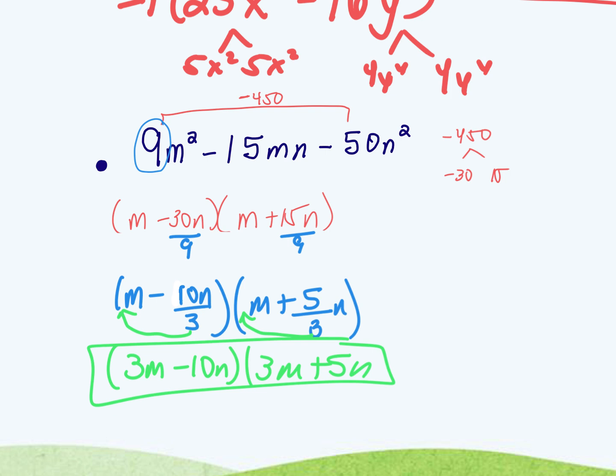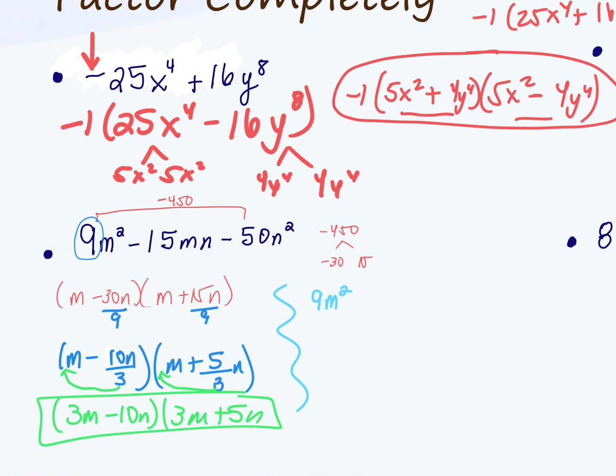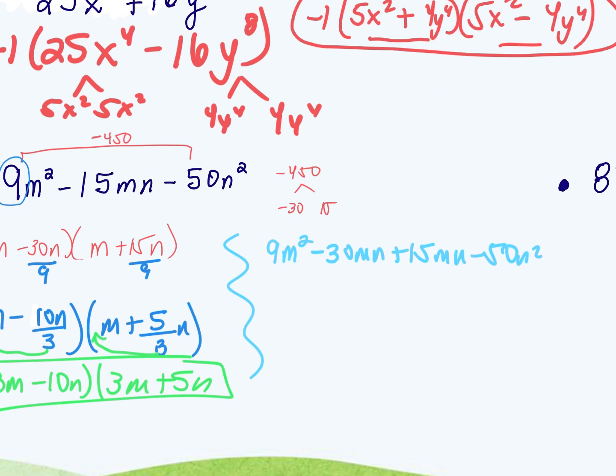Let's do it the grouping way. If you prefer the grouping way, that's totally fine with me. I do not mind. Whatever works. So how do we do the grouping way? Well, we write our first term, 9m squared. Then we write our 2 factors, so minus 30mn, a positive 15mn. Then you write the last term, so minus 50n squared. And we group with 4 terms.